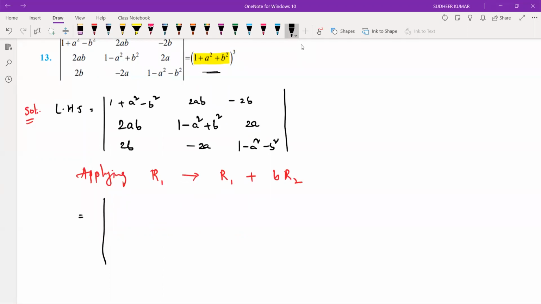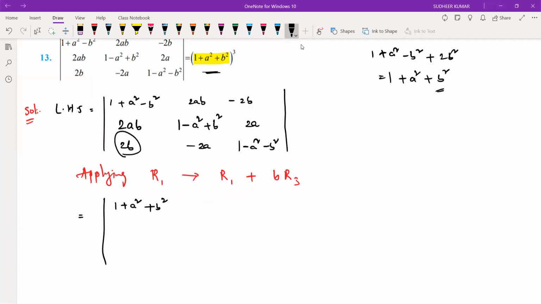So this result is 1 plus A square. Here it is 1 plus A square minus B square, B R2. Sorry, B R3. If we take B R3, the third row we should multiply with B. So it is already 2B, and 2B into B is 2B square. Add it, so we get 1 plus A square plus B square. So the right side part we are getting, so we can proceed with this operation.